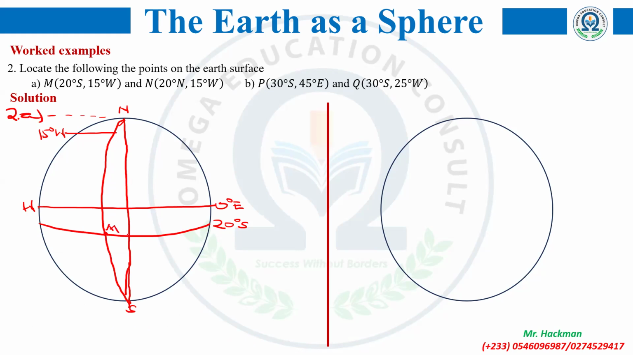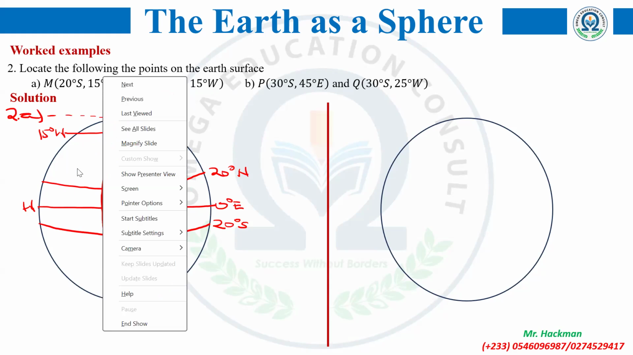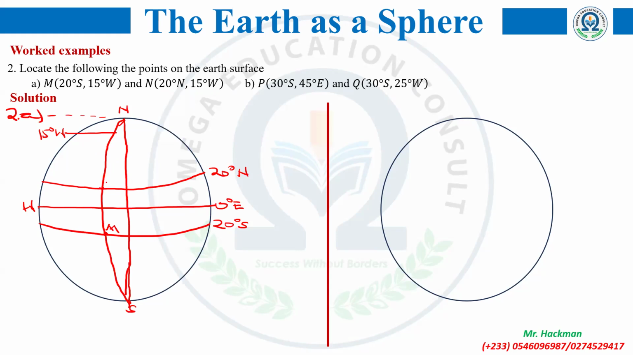So my first point is located. Now it's left with the second point. The second point is N, and that is 20 degrees north. So 20 degrees north is here. Look closer, though it is not drawn to scale. That's my latitude for the second point. What's the longitude? 15 degrees west. You've already drawn that. So where this line or curve and this curve meet, that's where you get your N. Point well made, my professors.